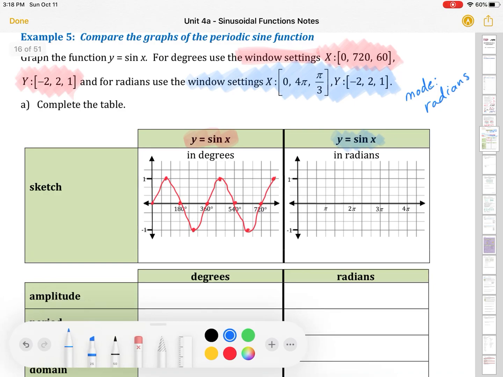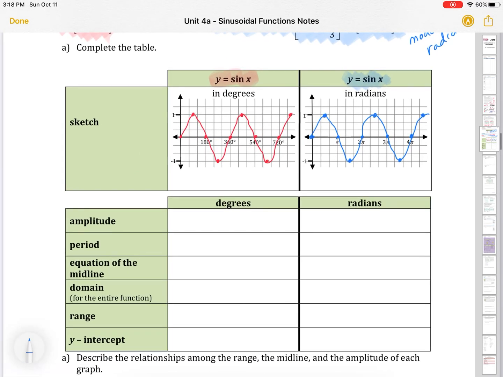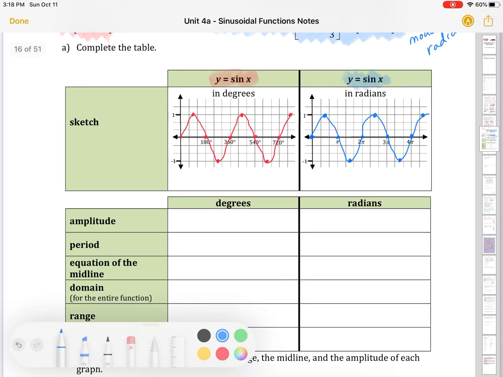So now let's graph this in. What you notice is, it starts there. We have pi, 2 pi, 3 pi, 4 pi. It goes up to 1 in the middle, -1 in the middle, 1 in the middle, -1 in the middle, and here. Wow, it looks very similar. Okay, so let's fill this out for the rest of it.